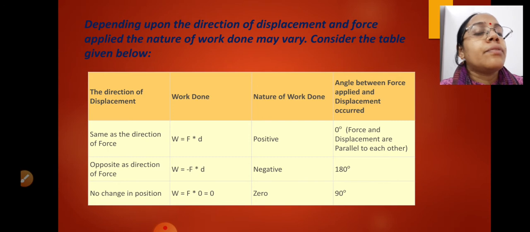And when the force is applied on the object and there is no change in the position, that means no displacement has occurred, so W is equal to F into D.